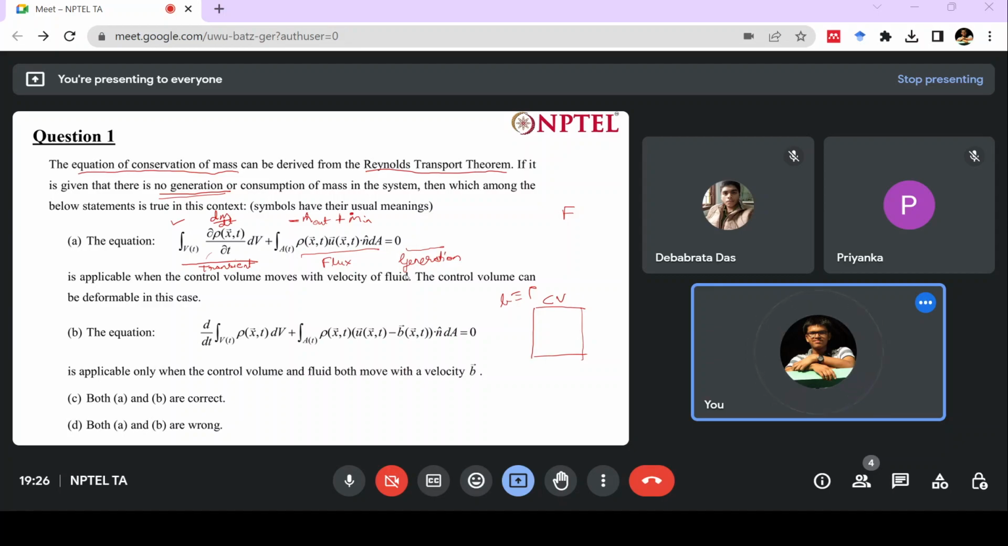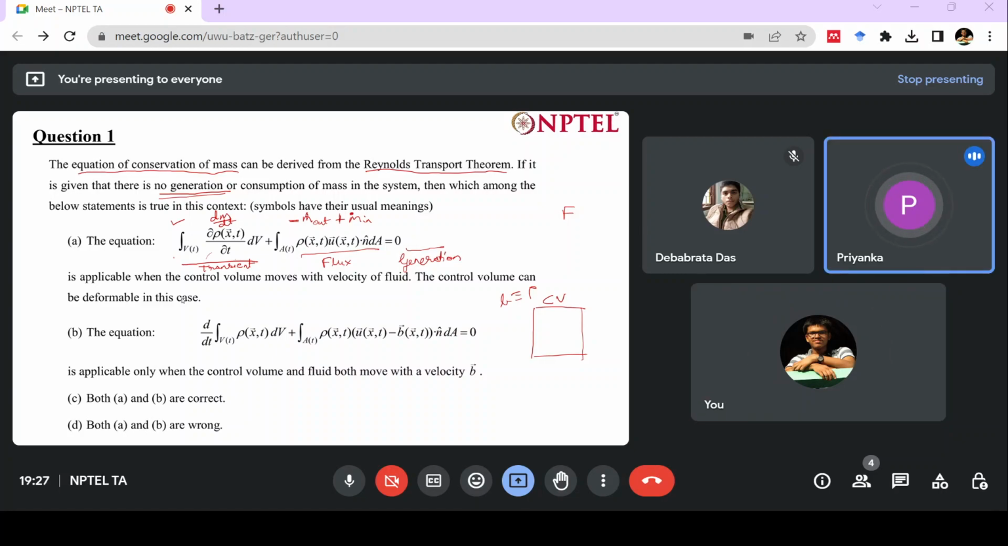Okay, so now let's look at this particular equation. This equation is given and it is said this is applicable when the control volume moves with the velocity of fluid, and the control volume can be deformable in this case. Is this true? False. Why is this false?